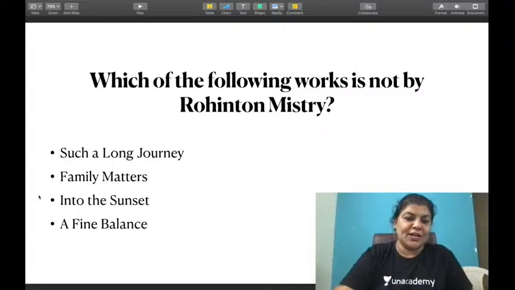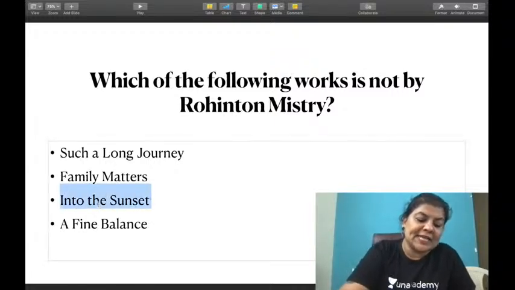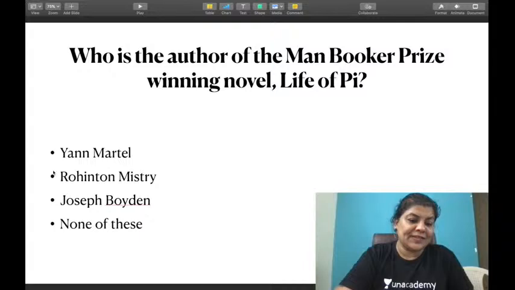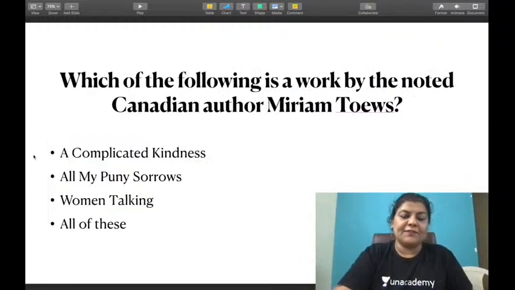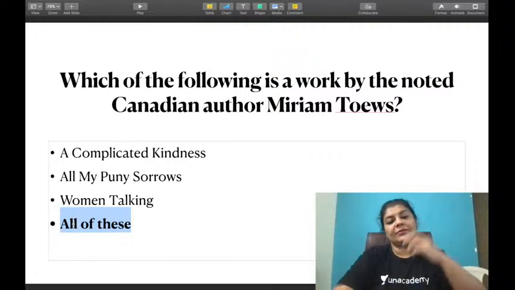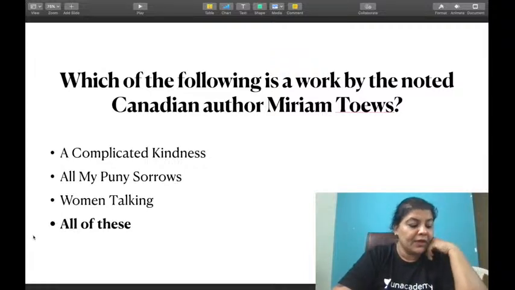Which of the following works is not by Rohinton Mistry? Everybody knows Such a Long Journey, Family Matters, A Fine Balance; Into the Sunset was written by someone else. Who is the author of the Man Booker Prize winning novel Life of Pi? Everybody knows, Yann Martel. Which of the following is a work by the noted Canadian author Miriam Toews? Did you know this, guys? All of these: A Complicated Kindness, All My Puny Sorrows, Women Talking by Miriam Toews.